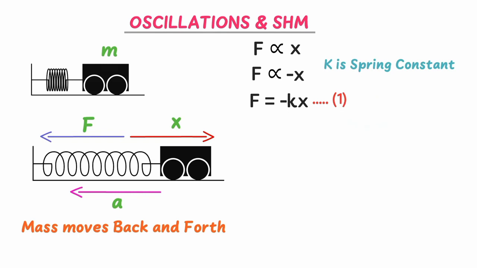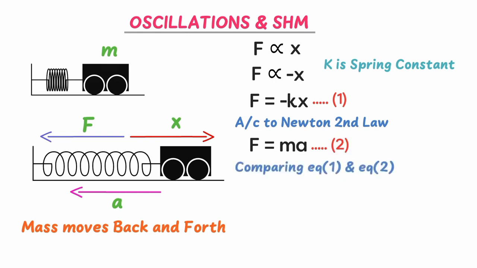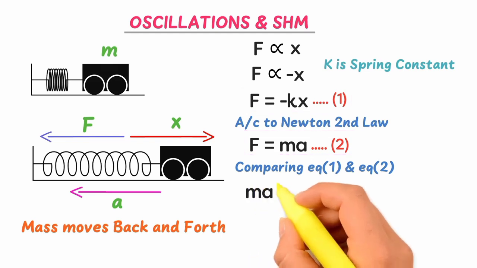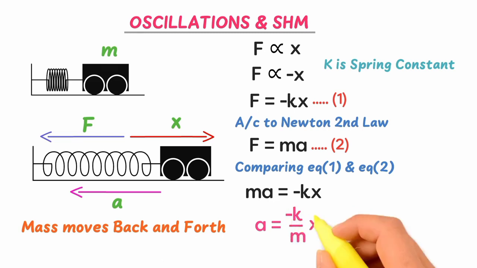We have learned that restoring force F also produces acceleration a in the mass m. So according to Newton's second law, we get F is equal to ma, and I call it equation number 2. Now comparing equation number 1 and equation number 2, I get ma is equal to negative k into x. Rearranging the equation, I get a is equal to negative k over m into x.